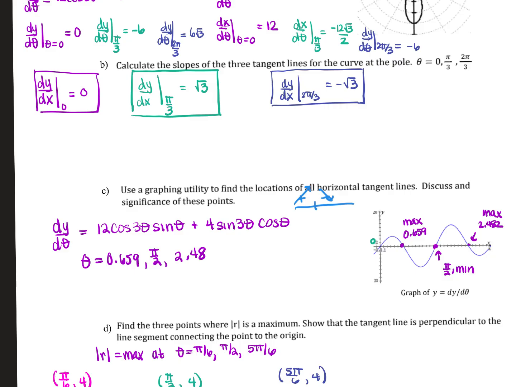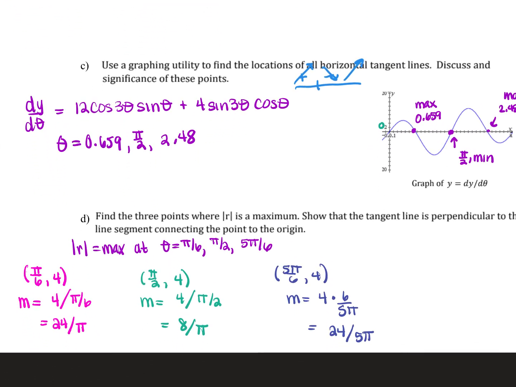Here at pi halves, it's going from negative up to positive. So that's going to be a minimum. And then we're not going to do that problem.